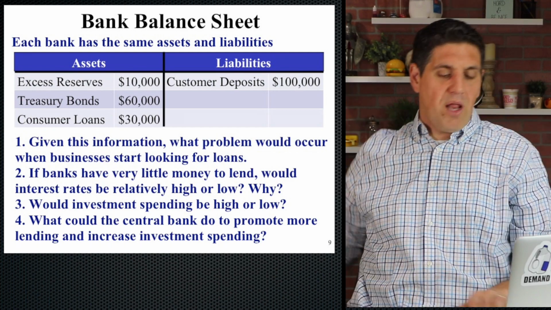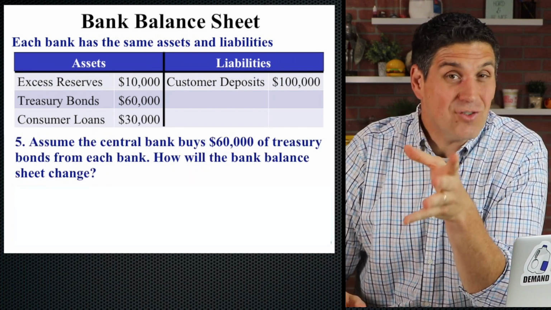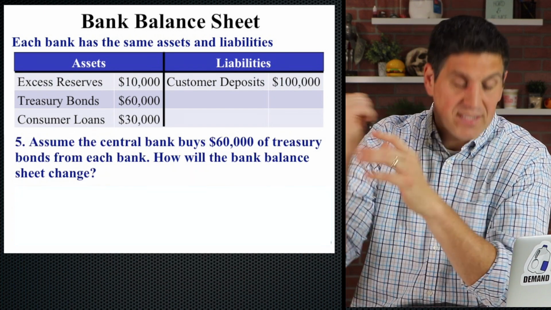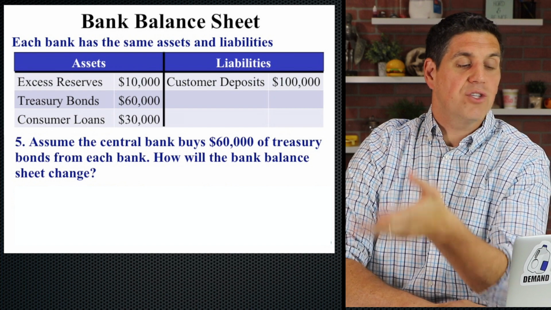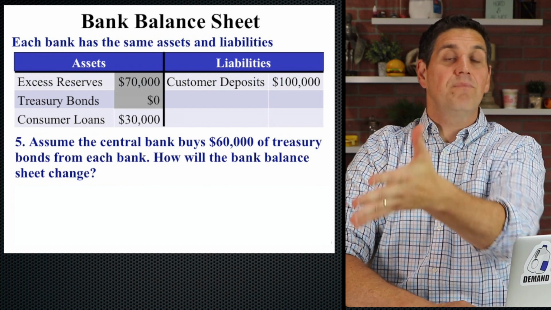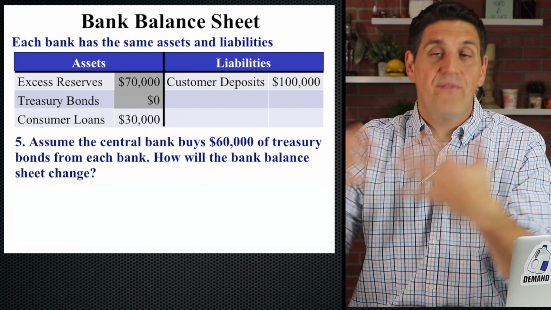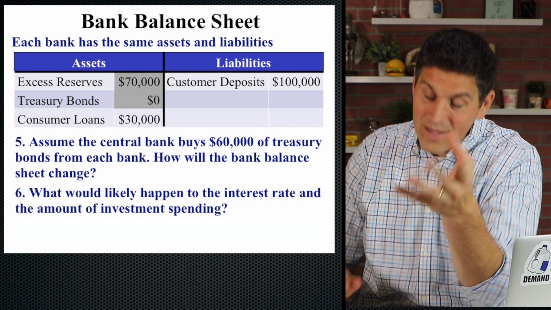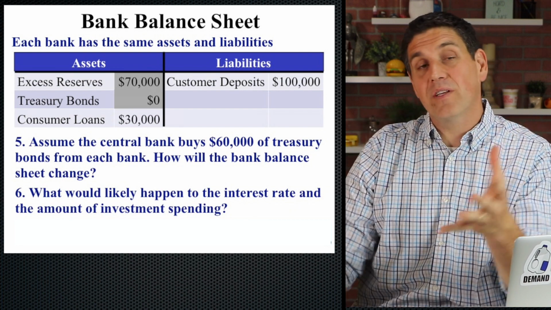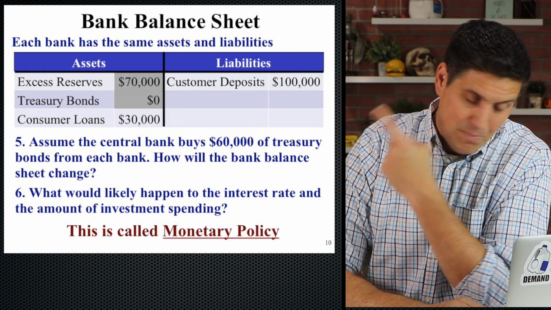So basically, students need to understand that the central bank can buy those treasury bonds. And if the central bank buys those $60,000 of treasury bonds, that causes treasury bonds to go down to zero, and that means this bank now has $60,000 more to lend out in excess reserves, for a total of $70,000 of excess reserves to lend out. And what's going to happen to interest rates when now there's all this money? Well, interest rates are likely going to fall. And that's the idea of expansionary monetary policy. Like I said before, if you want to skip this part, you totally can.